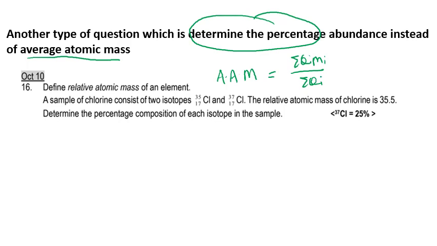Previously, you will notice that in the question they ask us to look for the average atomic mass, and they give us the abundance either in the form of ratio, percentage or fraction. The mass will also be given. So from here we know that in one formula we only have one unknown, which is the average atomic mass, so we are able to solve this problem. But in this case, for average atomic mass, we are still using this formula.